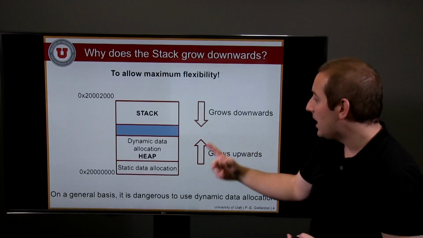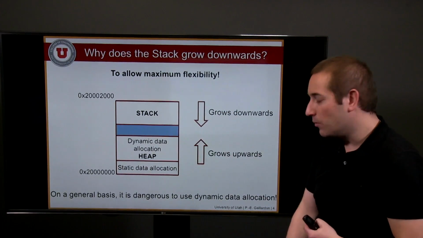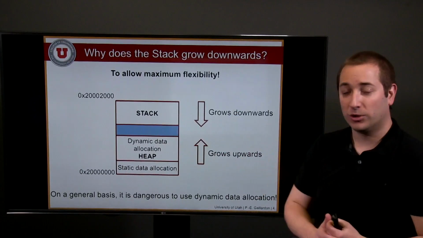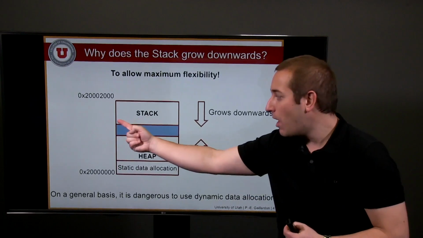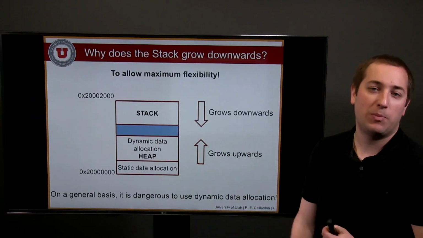So the bottom line is that using these 2 mechanisms, upward growth and downward growth, gives you the maximum flexibility so you can minimize the amount of free memory space you have in between.